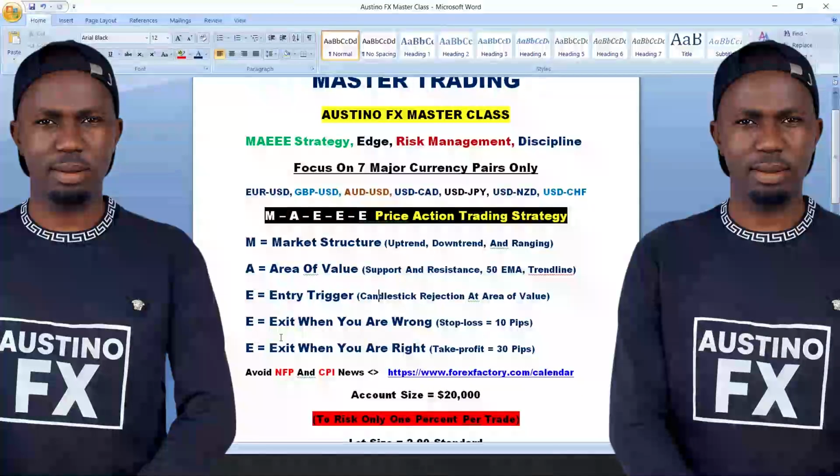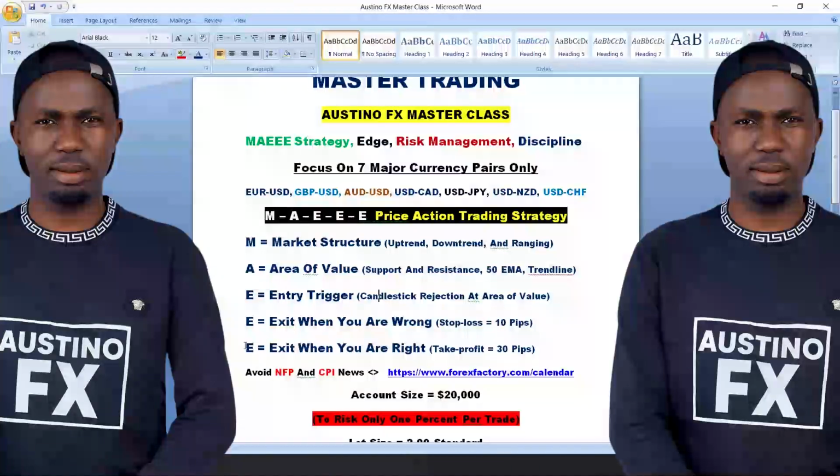So the next E is exit when you are wrong. So what is exit when you are wrong? Exit when you are wrong is my stop loss. So that is my exit when you are wrong. That is my stop loss. So my stop loss is always 10 pips. My stop loss is always 10 pips. That is what I risk in the market.